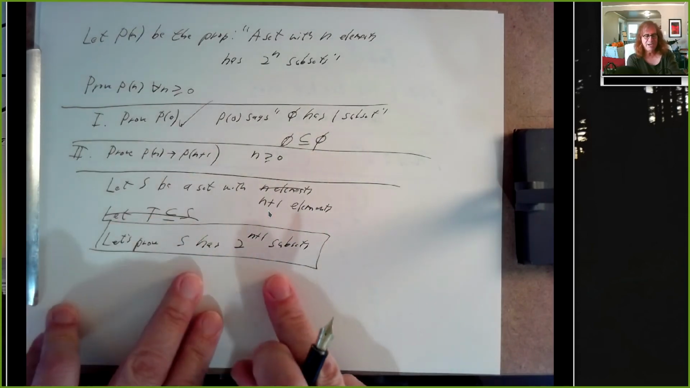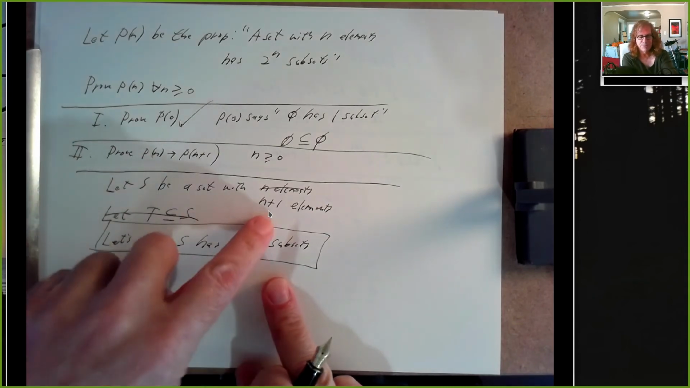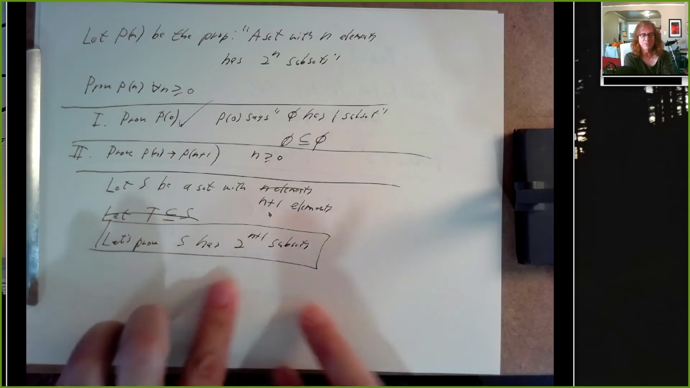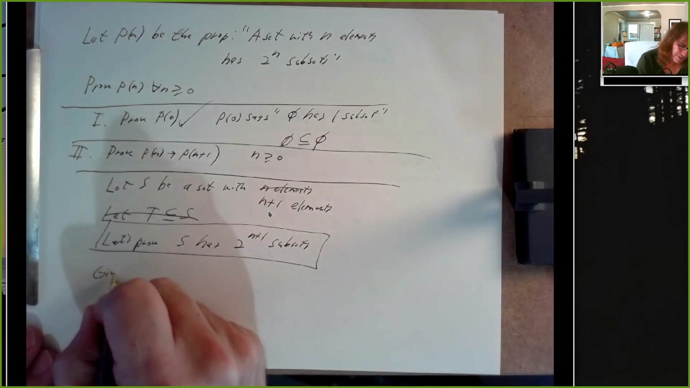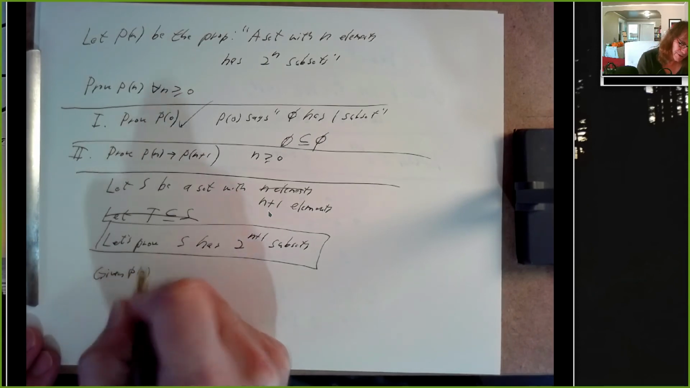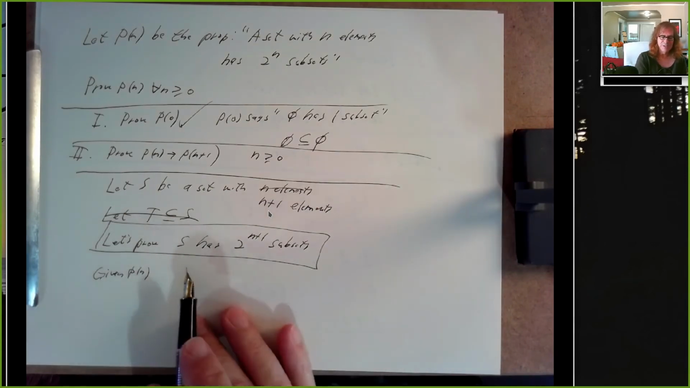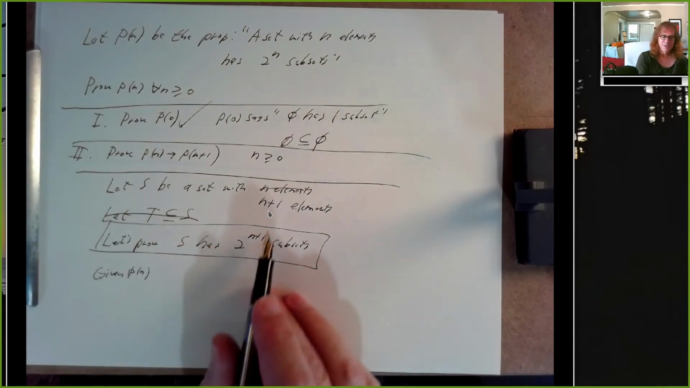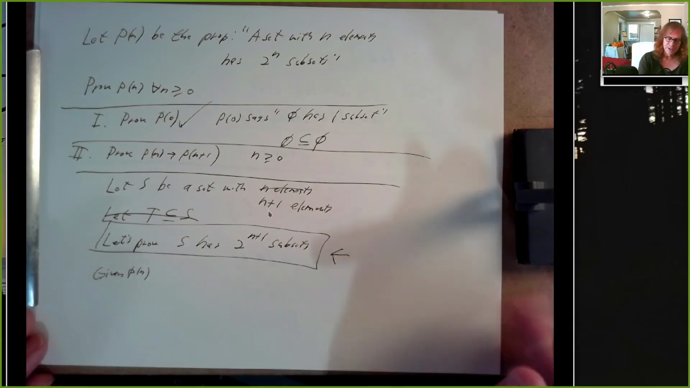If we can do that, we've just proven P of n plus 1. We've proven that a set with n plus 1 elements has 2 to the n plus 1 subsets. Okay? We're given P of n. That's our inductive hypothesis. So we're given P of n, we're trying to prove P of n plus 1, which is that a set S with n plus 1 elements has 2 to the n plus 1 subsets. Okay, so I'm just going to concentrate on this goal.